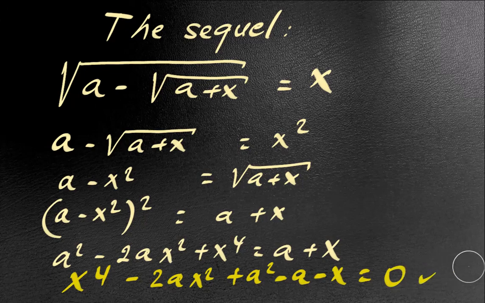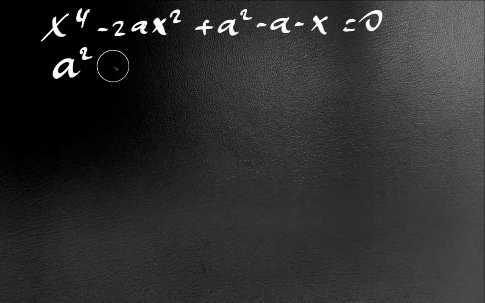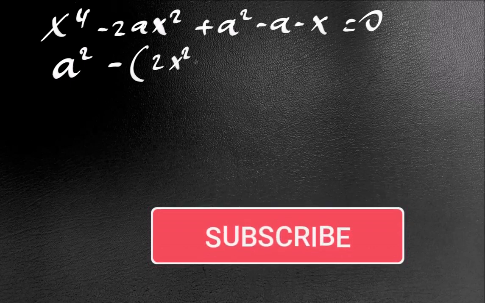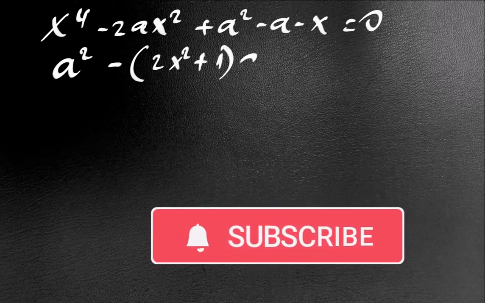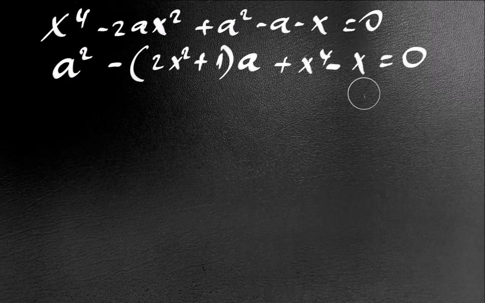All right, so we are going to use another method here. We see that we have x to the power 4, but we still have a squared. So how about factoring this using a? So if we say a squared minus (2x squared plus 1) a plus x to the power 4 minus x is equal to 0. Let's try to factor this using a as a variable. So we just use the regular method.